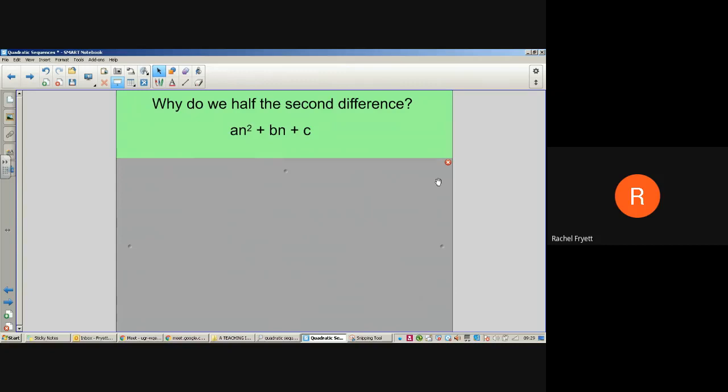Really quickly, you want to go, why do we halve the second difference? So if I do any sequence, if I plug in the first term where n is 1, my first term would be a plus b plus c. If I plug in n equals 2, I'd get 4a plus 2b plus c. If I do n equals 3, I get 9a plus 3b plus c. And if I plug n is 4 in, I get 16a plus 4b plus c.